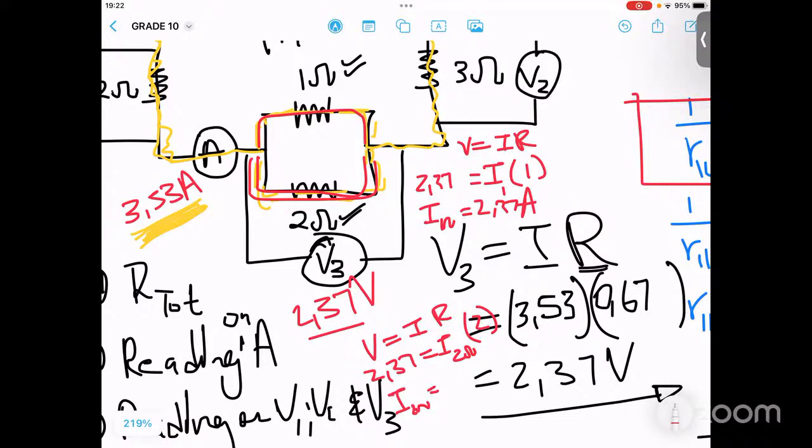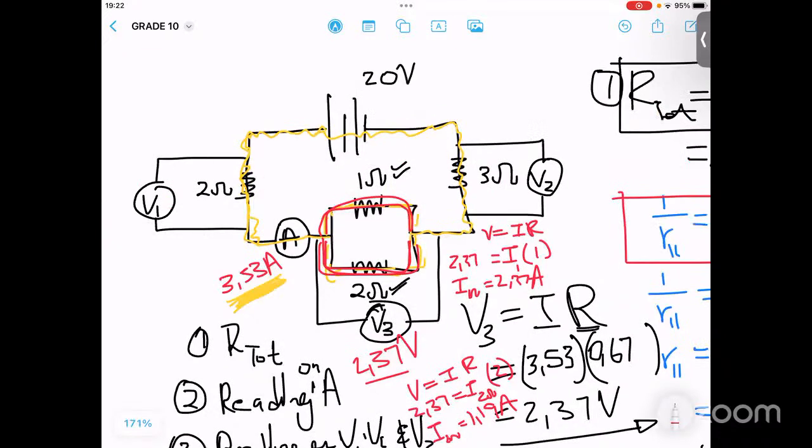2.37, I meant to say, divided by 2, then it gives you 1.19 amperes. So now you know how much of the current goes through that side and how much of the current goes through that side. That's when you go deeper into the parallel connection.